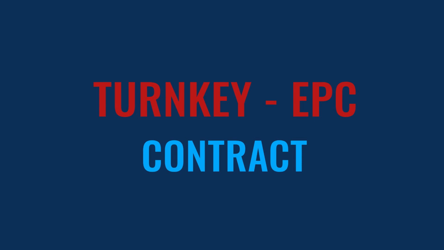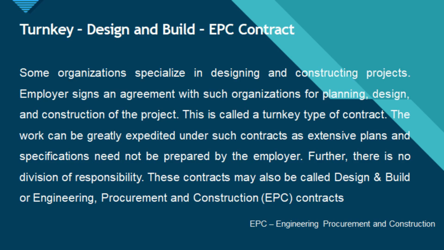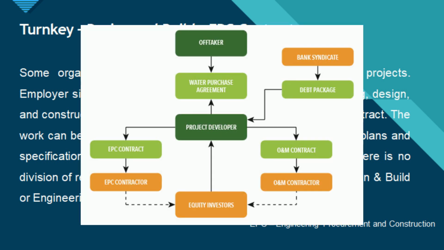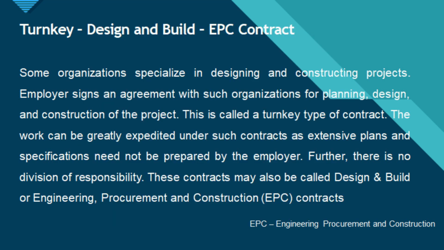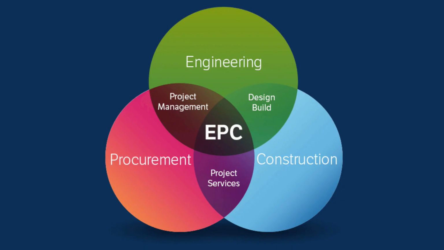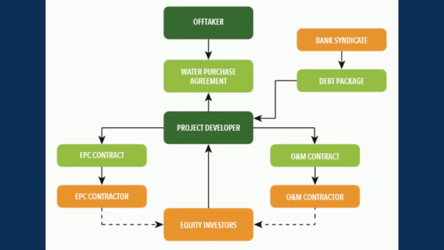Turnkey EPC contract. Some organizations specialize in designing and constructing projects. Employer signs an agreement with such organizations for planning, design, and construction of the project. This is called a turnkey type of contract. The work can be greatly expedited under such contracts as extensive plans and specifications need not be prepared by the employer. These contracts may also be called design and build or engineering, procurement and construction (EPC) contracts.